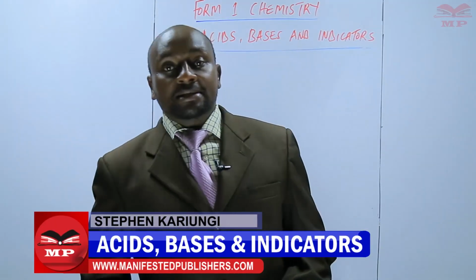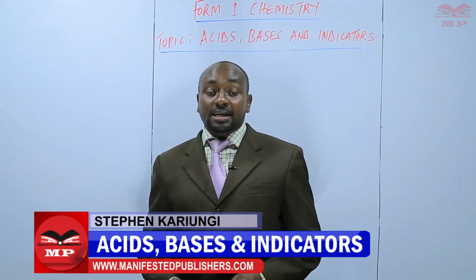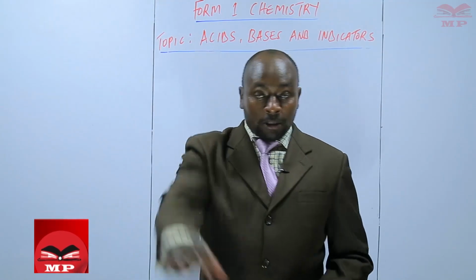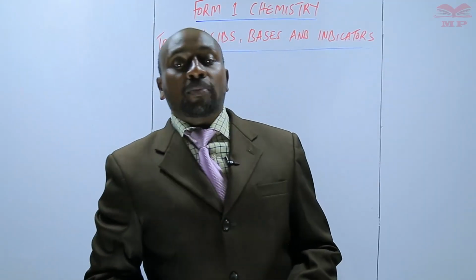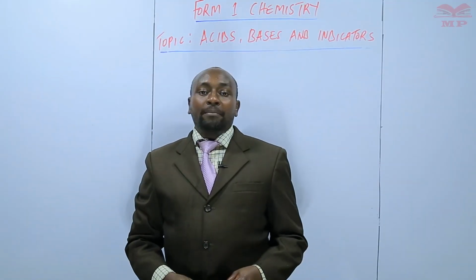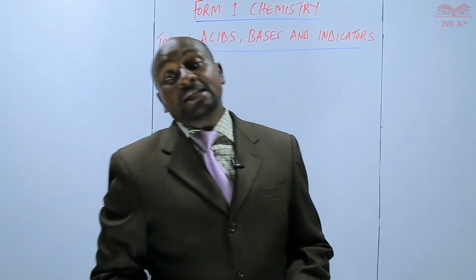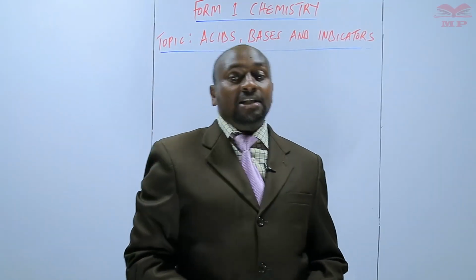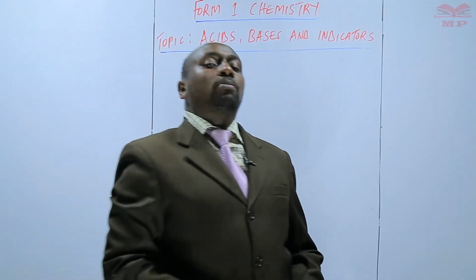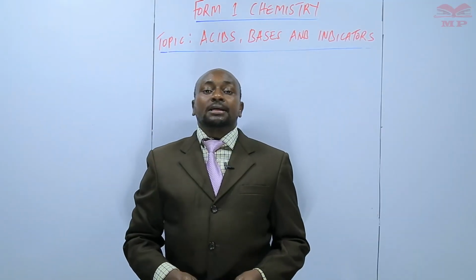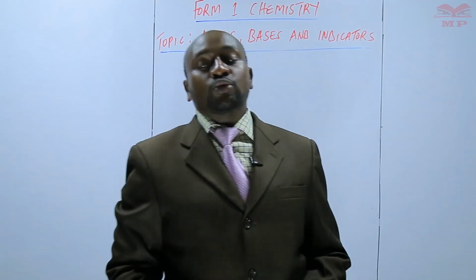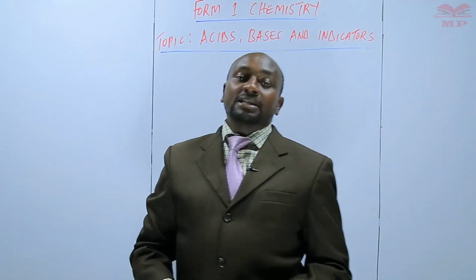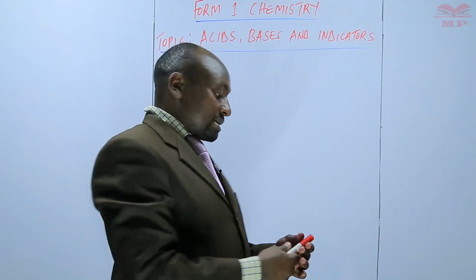My name is Stephen Kariungi and we continue with our topic of discussion, acids, bases and indicators, a topic taught in Form 1 chemistry. We have already discussed the properties of acids, whereby we learned how acids react with metals, how acids react with metal carbonates and hydrogen carbonates, and how acids react with bases. For now, we are going to summarize the properties of acids and bases.